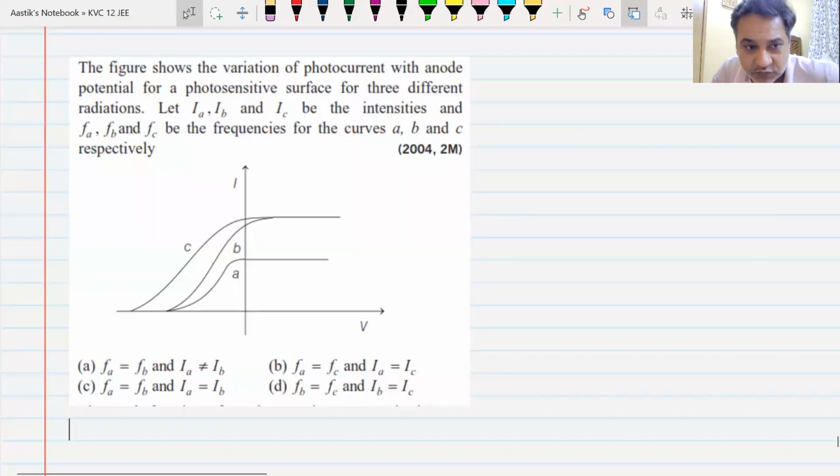This is JEE 2004, 2 marks. Read the question fast, get me the answer fast. The figure shows the variation of photoelectric current with anode potential for a photosensitive surface for 3 different radiations. IA, IB, and IC are intensities. FA, FB, and FC are the frequencies for the curves A, B, and C. Which of them is the correct answer?